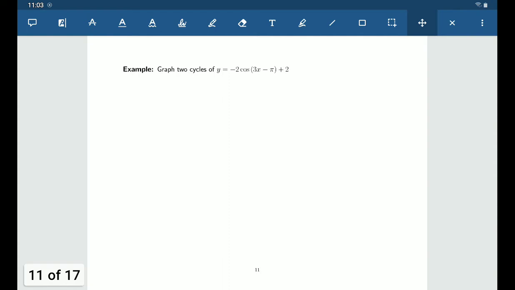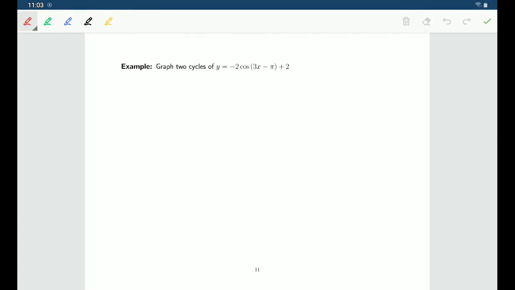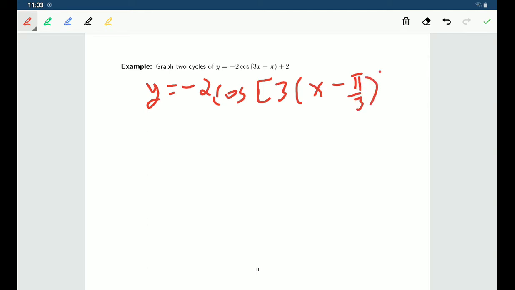Let's do another one. This one, another cosine function, but we've also got a vertical shift as well. First, just to rewrite this, we have y equals negative 2 times cosine of 3, factoring the 3 out, x minus pi over 3, plus 2. So we have a transformed cosine function. I'm just going to rewrite that.